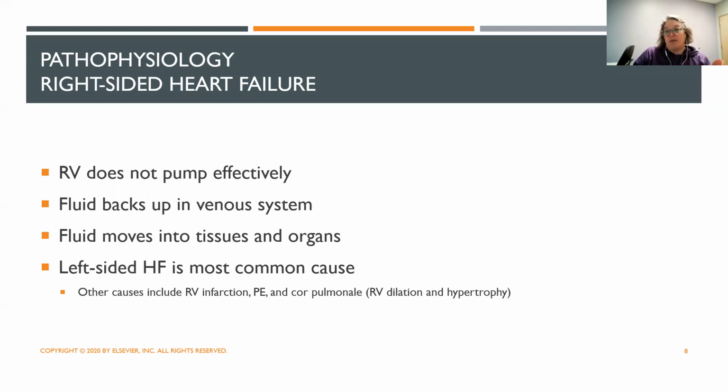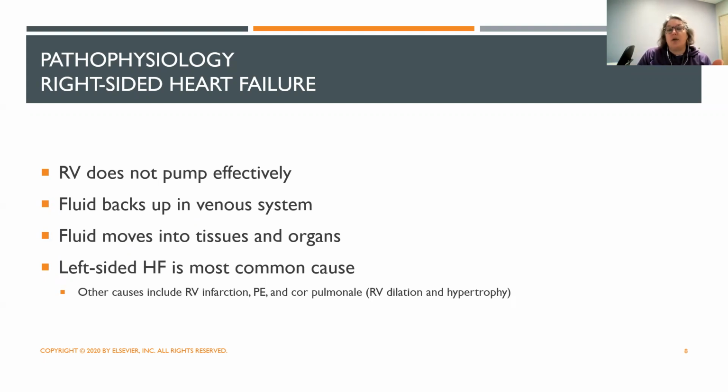There's also right-sided heart failure. That was left-sided. Now we'll talk about right-sided. And that means that the right ventricle doesn't pump effectively. Fluid backs up into the venous system. Fluid moves into the tissues and organs, creates that dependent edema, wreaks havoc on the liver and on the GI system. And the most common cause of right-sided heart failure is left-sided heart failure.